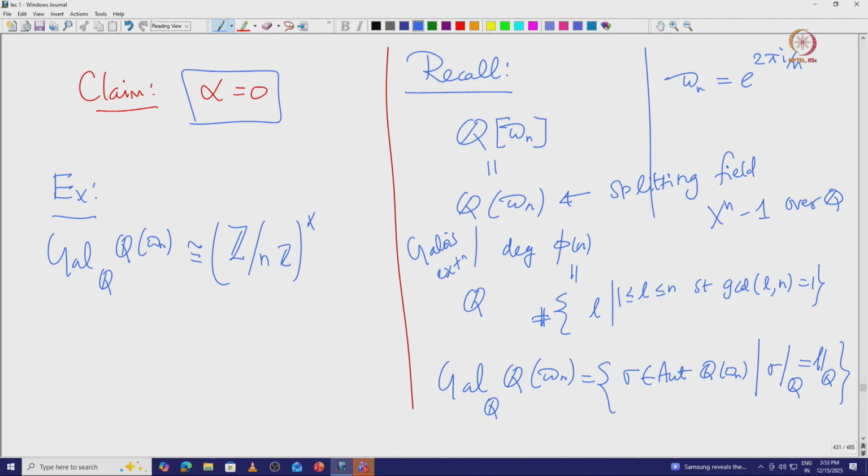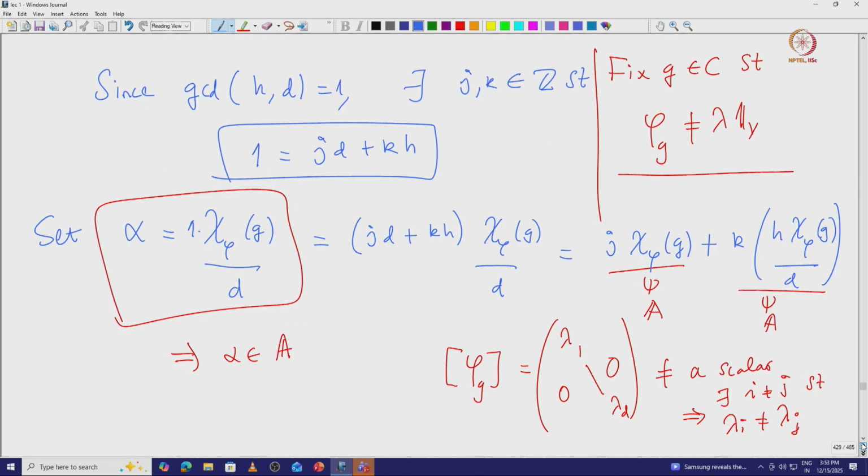Since alpha is already an algebraic integer, we have actually observed that alpha is an algebraic integer. So, we will use Galois theory to prove that it is indeed in the intersection of algebraic integers and rational numbers. But we already know that A intersection Q is nothing but Z. So, that would actually make alpha an integer.